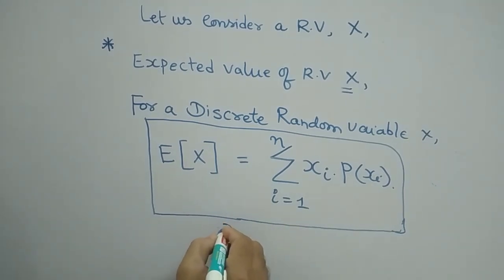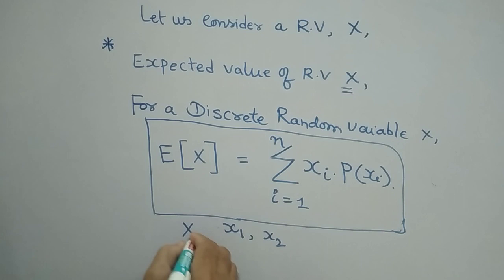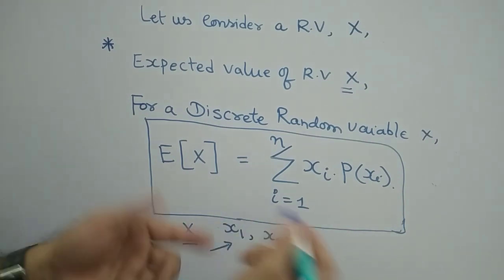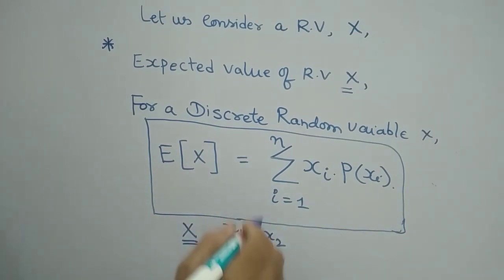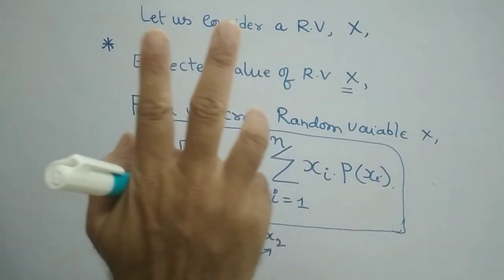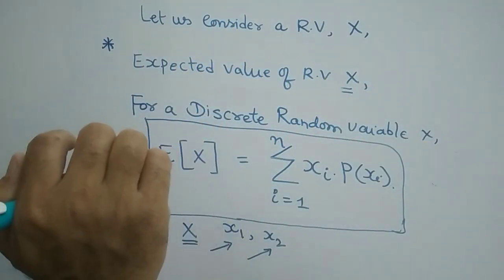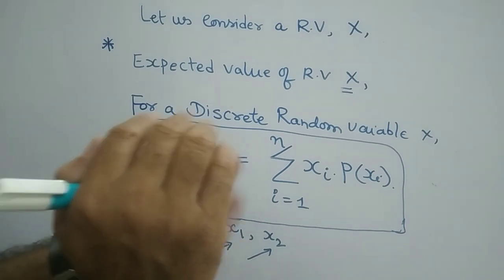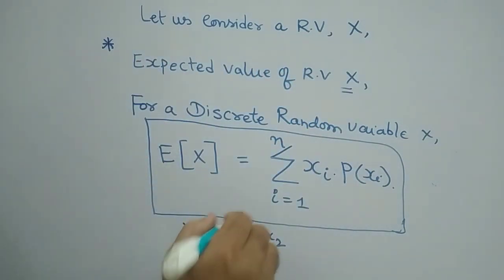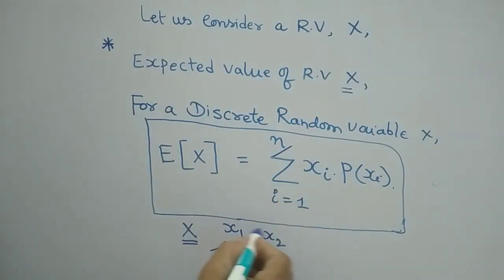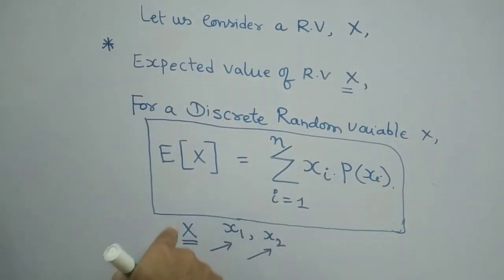Understood? If you consider capital X as the event, tossing of a coin, then getting of head and getting of tail, you can consider anything. But we have two possibilities only. Those two possibilities are nothing but the possible outcome values of x. So I am calling them x1 and x2.